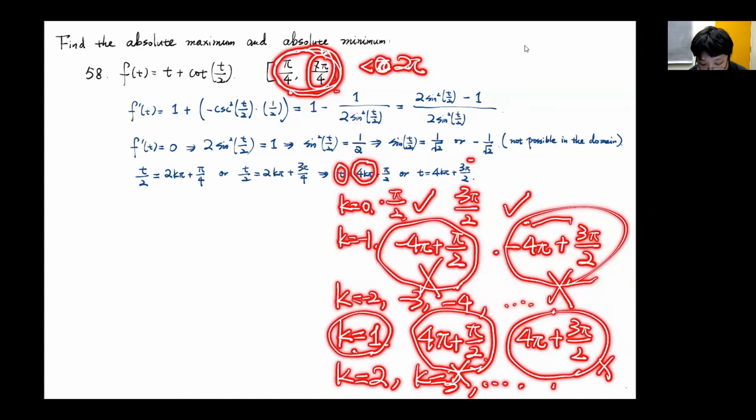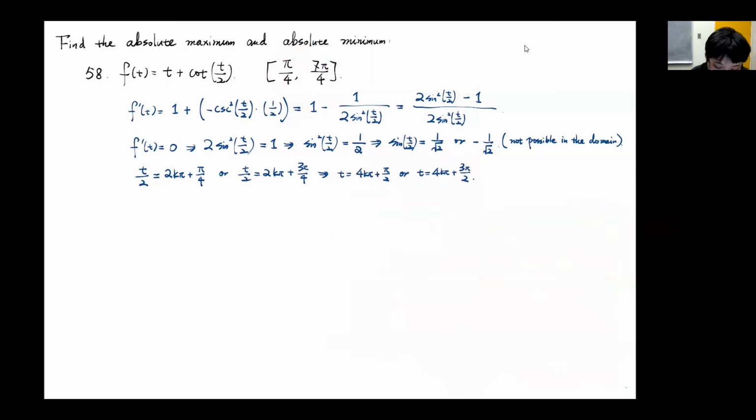So the only possible choice for k such that these two numbers are sitting inside our domain is simply k equals to 0. So okay, this is basically an analysis, but you do not need to write that much on the test paper. So in the test, all you need to write is since t is inside pi over 4 and 7 pi over 4, this basically tells us that t equals to pi over 2, or t equals to 3 pi over 2.